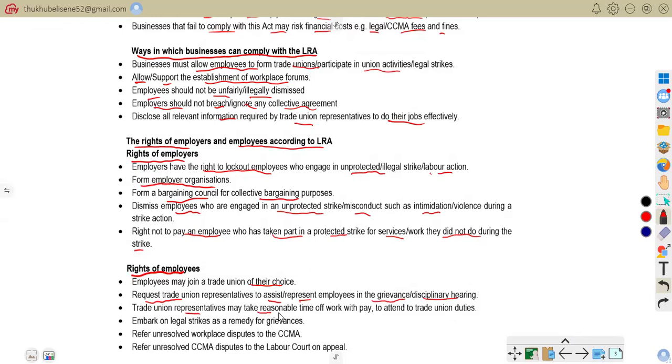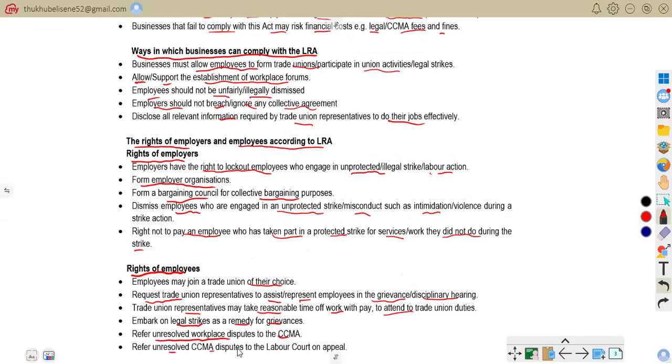Trade union representatives may take reasonable time off work with pay to attend trade union duties. So it means that we're talking about shop stewards who may attend meetings or training related to union work without losing pay. That's that. Embark on legal strike as a remedy for grievances. So it means employees may strike if they follow required procedure to solve unresolved issues. So that is that. Refer unresolved workplace disputes to the CCMA. So it means that if a dispute cannot be solved internally, employees may take the matter to the CCMA for help. So that is that.